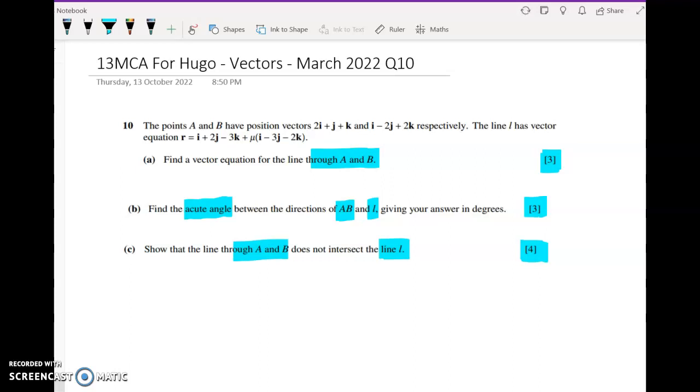I'm going to start off by looking at these and getting them into column form. So the position vector OA is (2, 1, 1). I don't know why the stylus is doing the weird flicky thing, but it is. The position vector OB is (1, -2, 2).